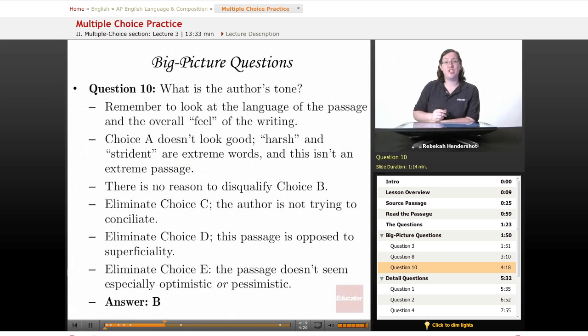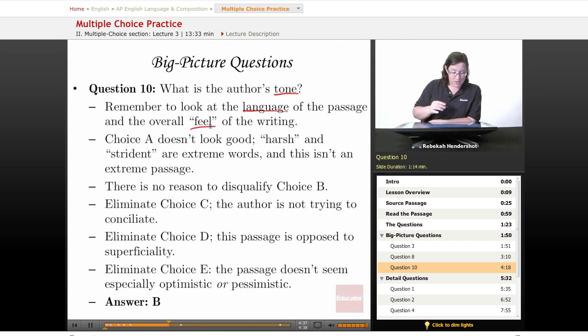All right, question 10, our last big picture question. What is the author's tone? Now you may remember from our last lesson that if you're looking for tone, you look at the language of the passage and the overall feel of the writing. How does the writing make you feel? How is the language used? What kind of vocabulary is in there? Those are all clues to tone.